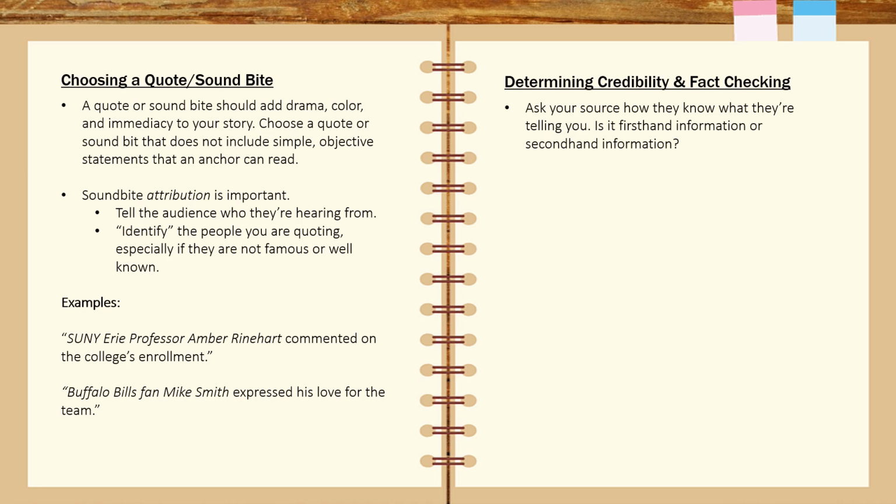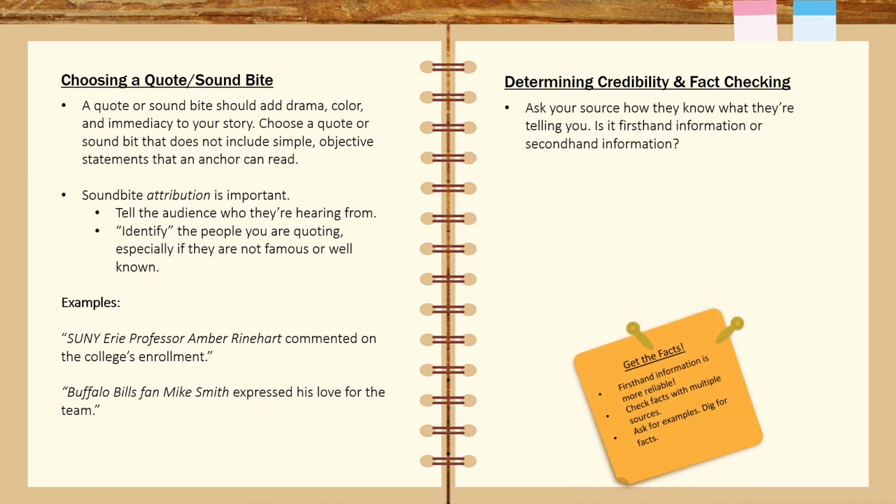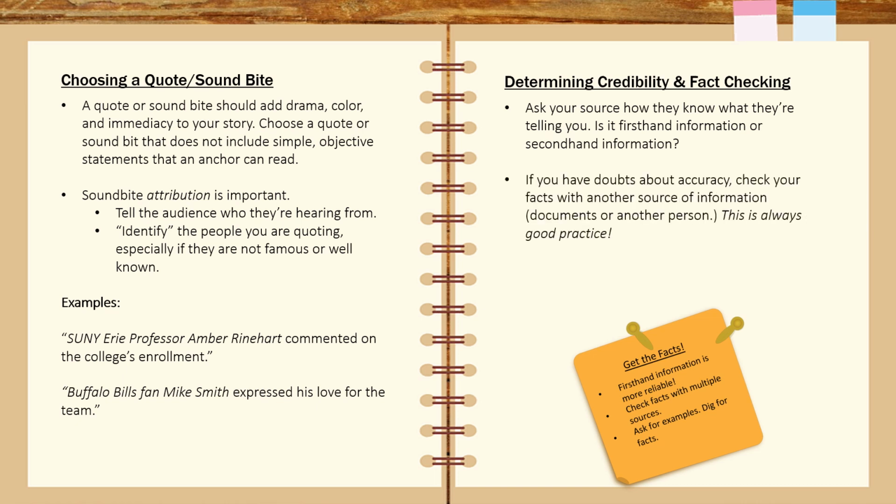Real journalists must always evaluate their source. You always want to go with people who have first-hand information as opposed to second-hand, or quote people that saw it themselves or experienced it themselves instead of hearing about it from someone else. If you have doubts about accuracy, always check your facts with another source of information. This can be documents or even another person.